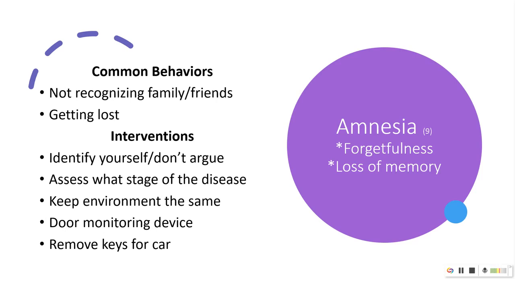Make sure you always identify yourself, even if you think that they should know who you are. And I have heard family members say, "Well, come on, Mom, you should know me. My name is Karen. I'm your youngest daughter. I've been here. I live with you." It's very frustrating for the person who has dementia to be reminded that they don't remember who you are. So don't argue with them. Always introduce yourself.